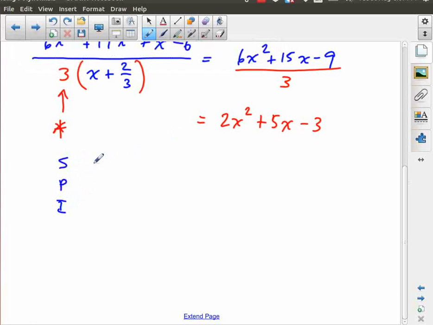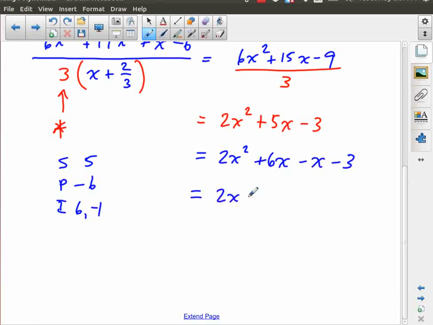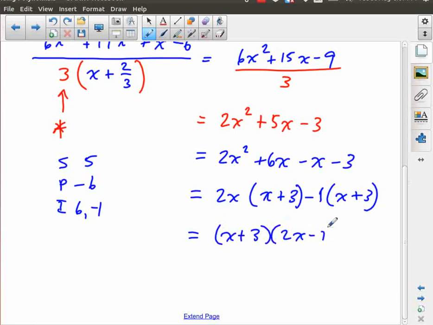The sum is equal to 5. The product is equal to negative 6. What are two numbers that add to 5 and multiply to negative 6? That's 6 and negative 1. So we end up with 2x squared plus 6x minus x minus 3 is equal to 2x times x plus 3 minus 1 times x plus 3, which is equal to x plus 3, 2x minus 1.